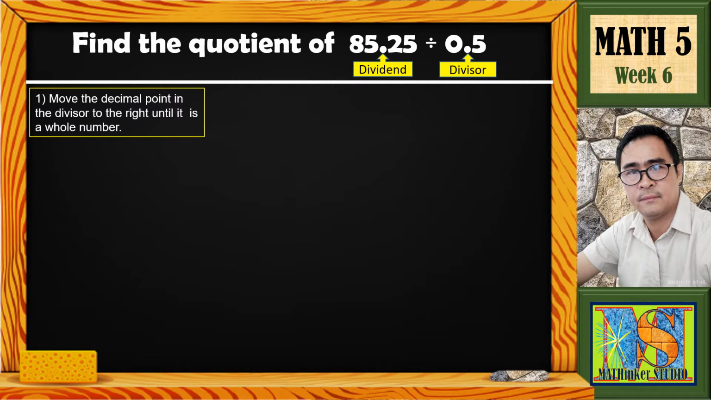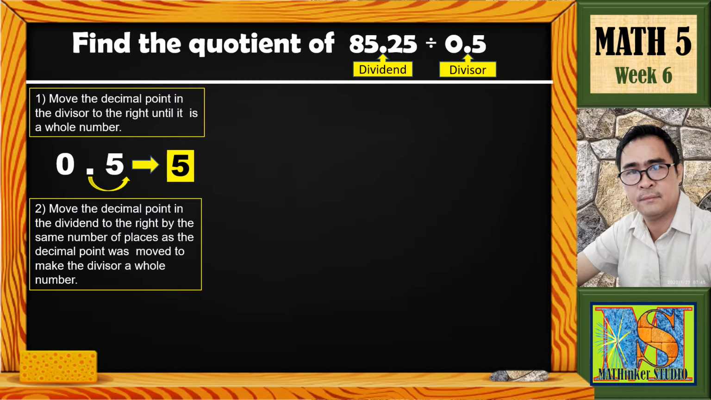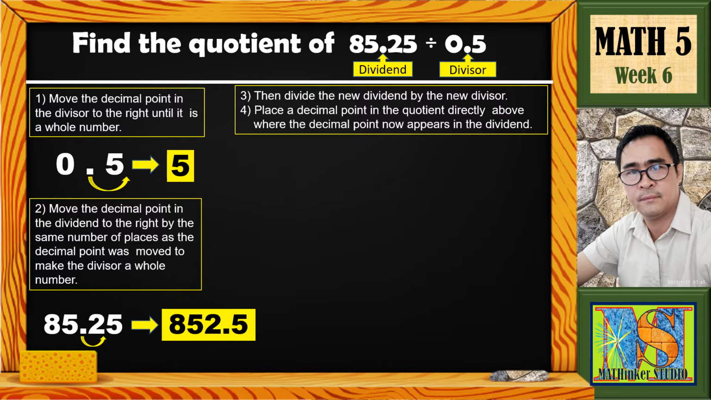Gawin natin ang unang step. Move the decimal point in the divisor to the right until it is a whole number. So, narito ang ating divisor. I-move natin ang decimal point niya to the right para ito ay maging whole number. Second step, move the decimal point in the dividend to the right by the same number of places as the decimal point was moved to make the divisor a whole number. So, i-move natin ng isang beses din ang decimal point dito, kagaya ng pag-move natin ng isang beses ng decimal point ng ating divisor. Kaya ang ating dividend ay 852.5.